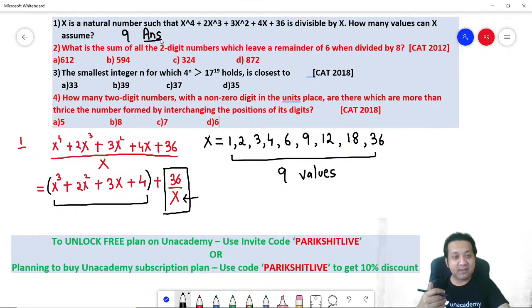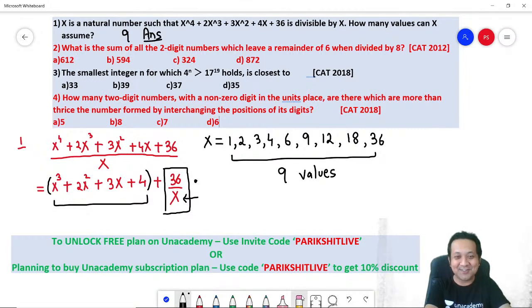It's very simple that way. Just remember, you have to divide the entire expression. Only 36 by x is left out. So what values of x? It's nothing but all the factors of 36 that will satisfy this condition. How many factors of 36 exist? 9 factors of 36 exist. Hence the answer for the first one is 9. Got this?